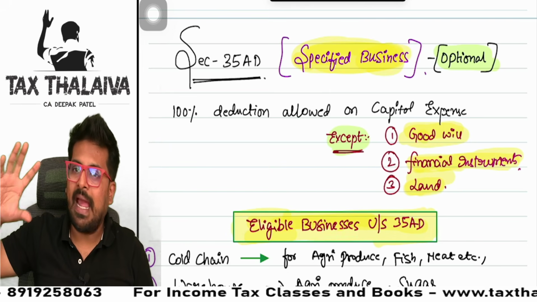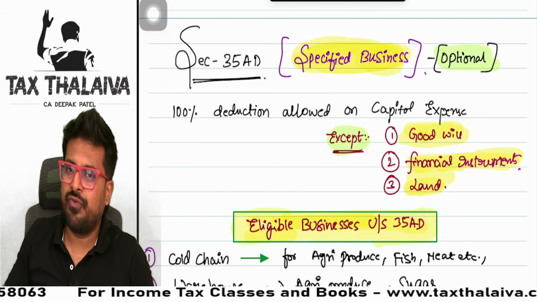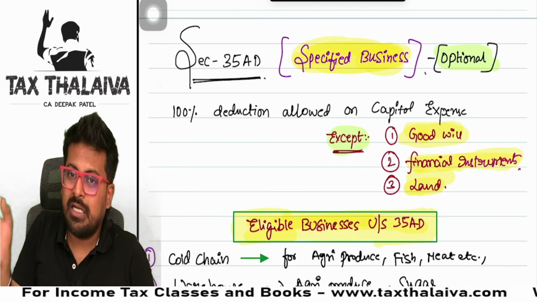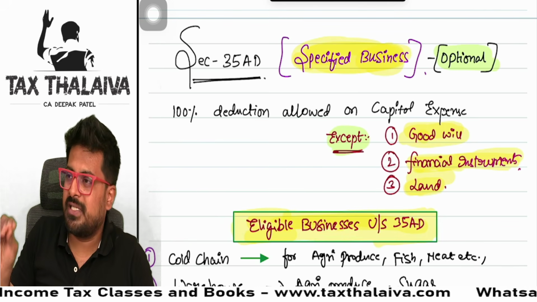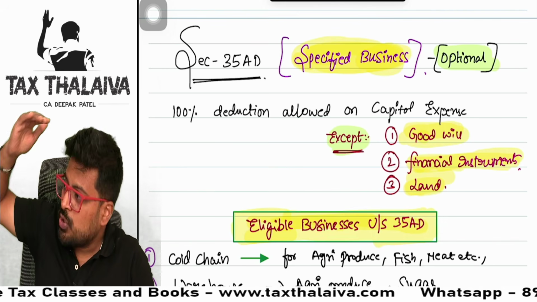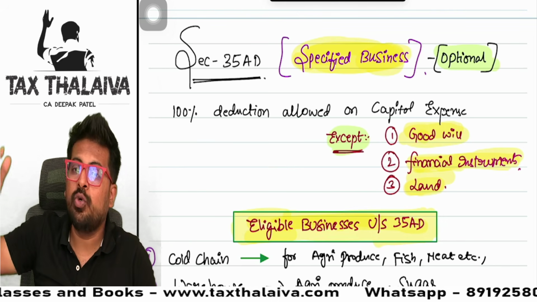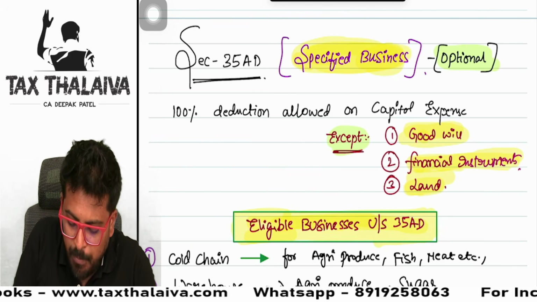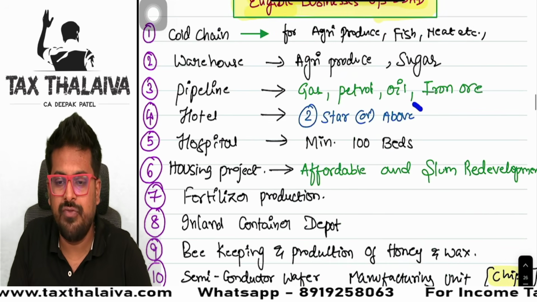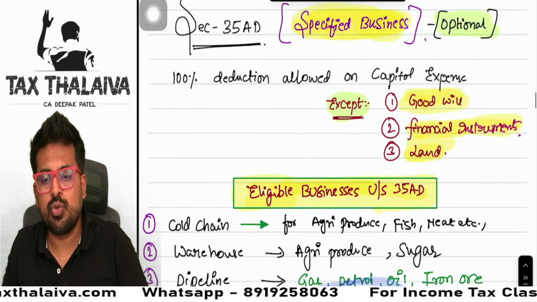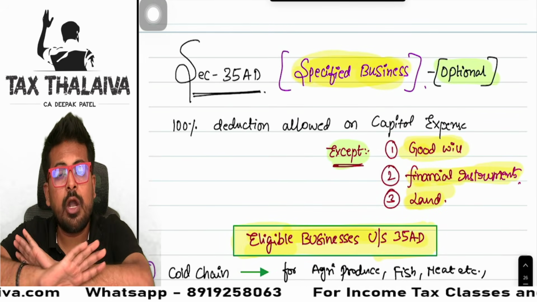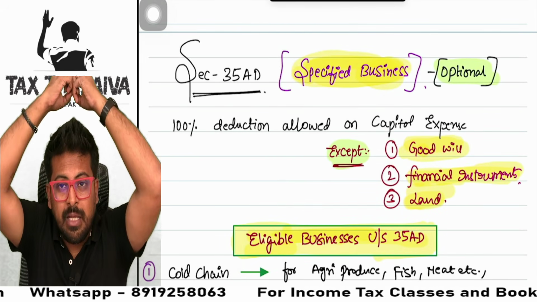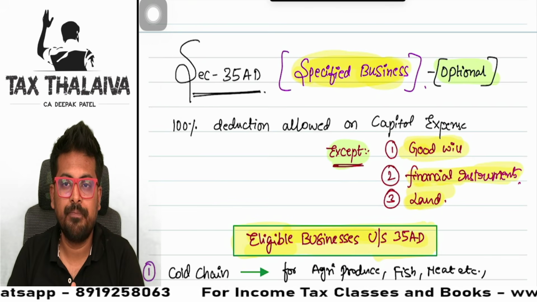Generally, if you incur any capital expenditure, you have to first create a block, then depreciation every year you will allow 10%, 5%, year on year. So it will take some 5 to 10 years for you to claim the whole capital expenditure. But this option is amazing. If you start any of these businesses, in the year in which you start the business itself, 100% of the capital expenditure you can claim in the first year itself.